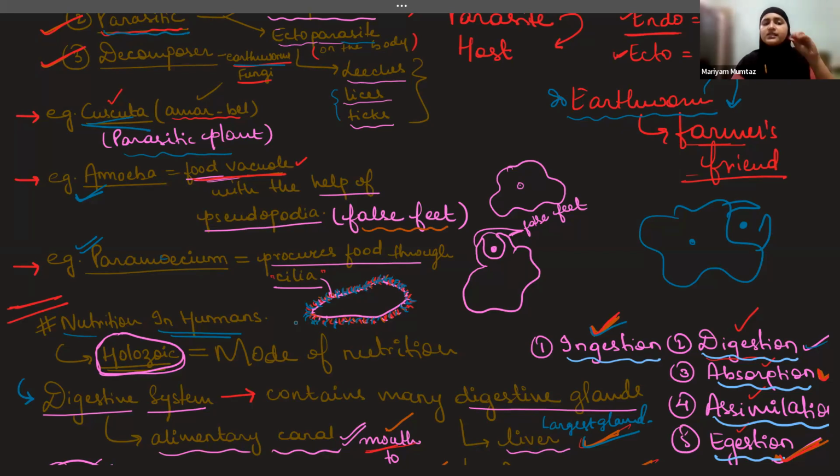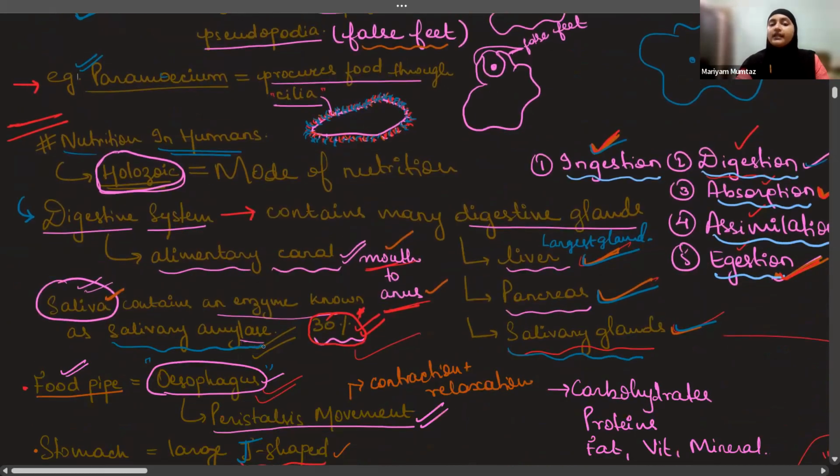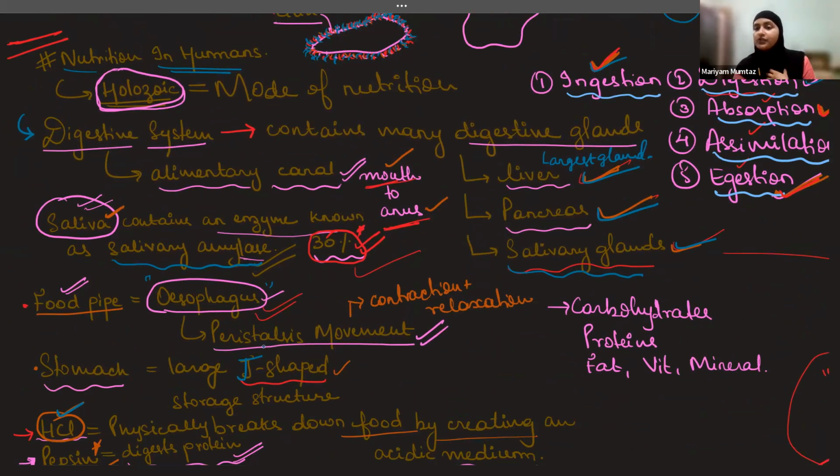All right. Now this was in general about the heterotrophic mode of nutrition. Now we will discuss nutrition in us humans. The type of nutrition present in humans is known as holozoic. What is the meaning of holozoic? We take the food as whole, we chew it, we digest it, and then we get the energy from it. That is the holozoic mode of nutrition.